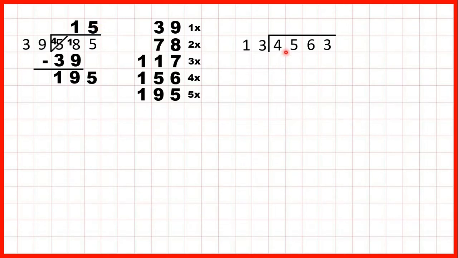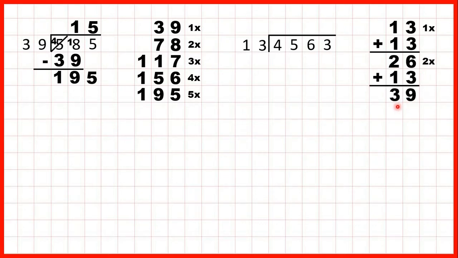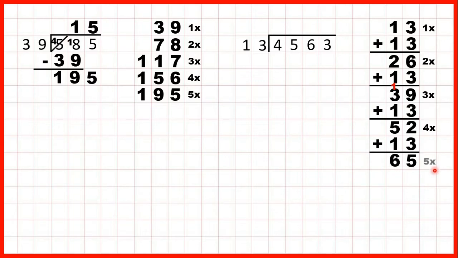Now we have 4,563 divided by 13, so we can work out our 13 times table. 13 is 1 times. If we add another 13, we get 26 for 2 times, 39 for 3 times, 52 for 4 times, and 65 for 5 times. Again, we can be sure that we've calculated this correctly because we have 5 times ending in a 5 or 0. So now that we've calculated to 5 times, we can look back to our question.